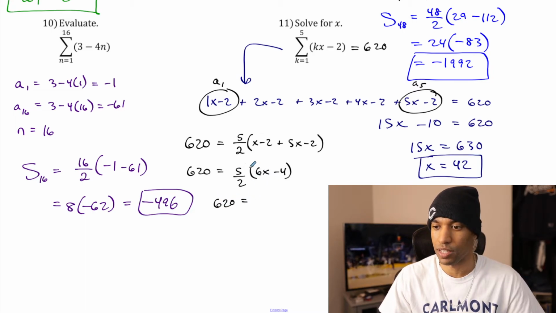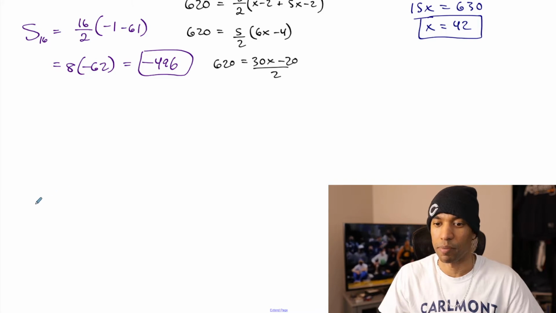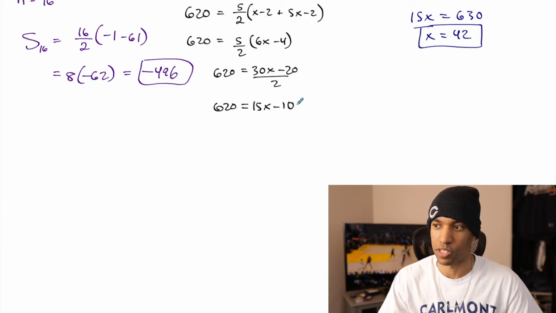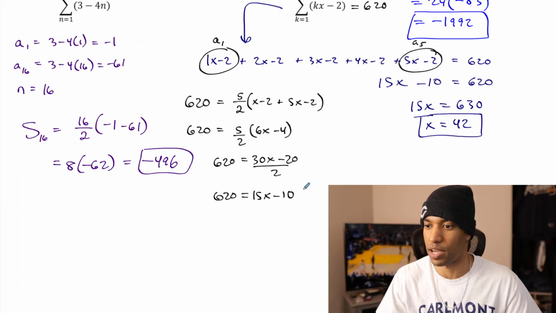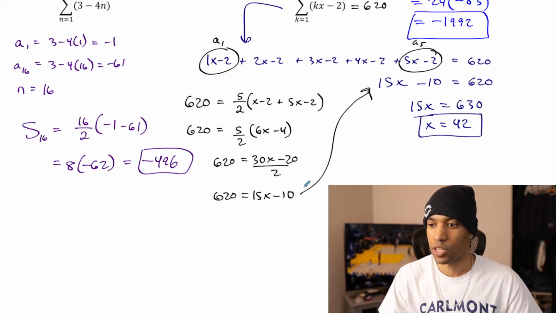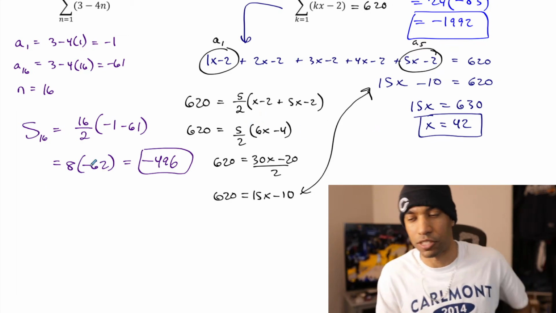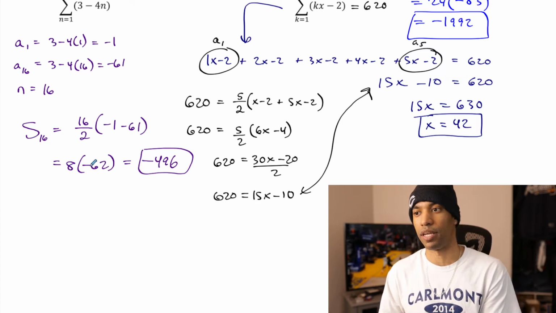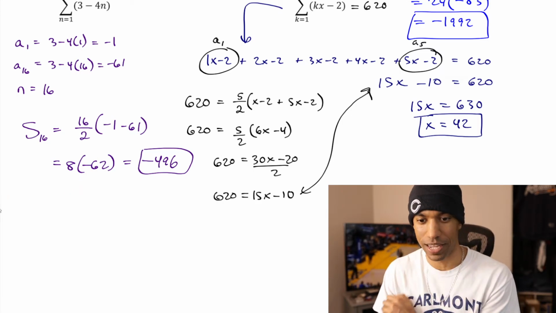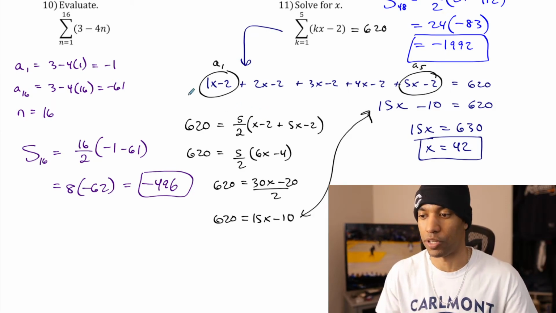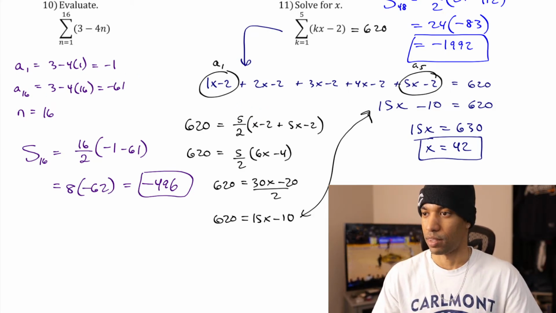620 equals, let's distribute. That's 30x minus 20. This is still all over 2, by the way. Let's just divide those by 2. So 620 equals 15x minus 10. You see where we're getting to a stage that we got here before? It looks like it took a second longer, but if you had more terms, it's probably worth doing that. That's still using the series formula. But anyway, unless it equaled 620, you can't really solve for x, and there it is. X equals 42.